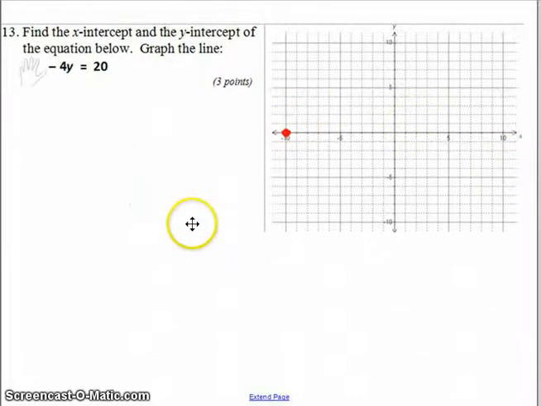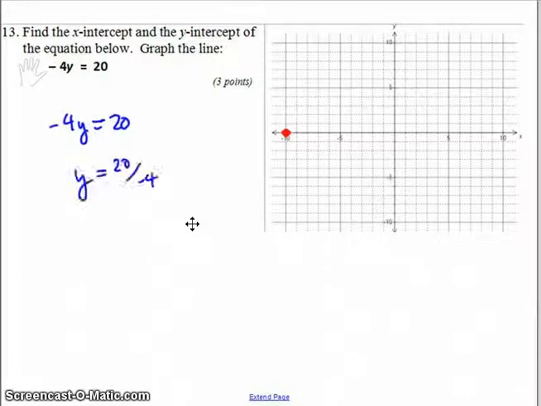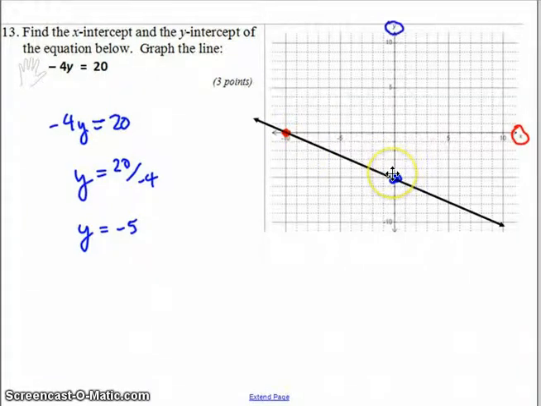Well, on this x line here, I make a spot at negative 10. Now, I'm supposed to find the y-intercept as well. If negative 4y equals 20, then y equals negative 5. So on the y line, I make a spot at negative 5. And there it is. Now I simply draw a line through those points. And that's my line for this equation here, negative 2x minus 4y equals 20. That's the line.